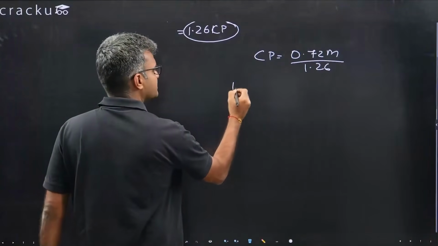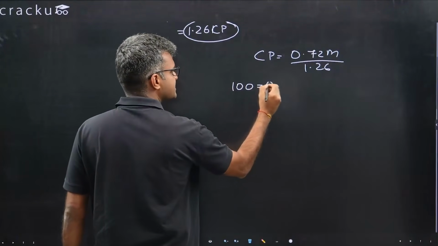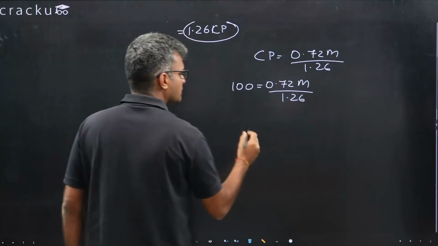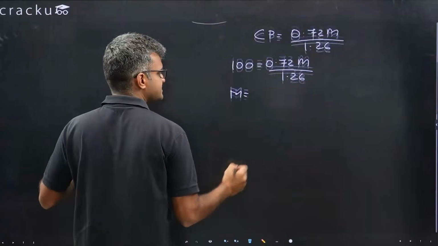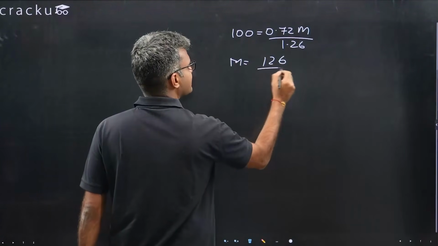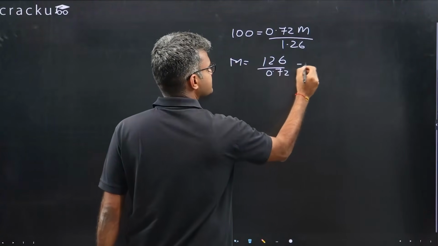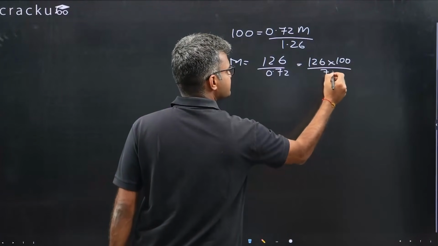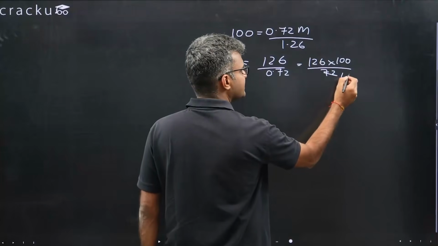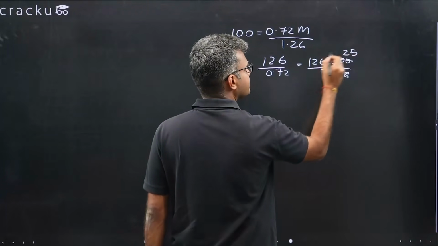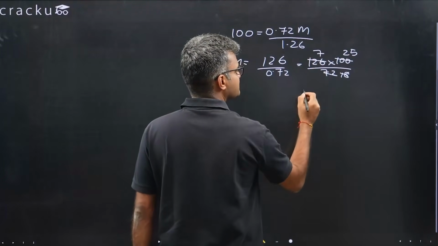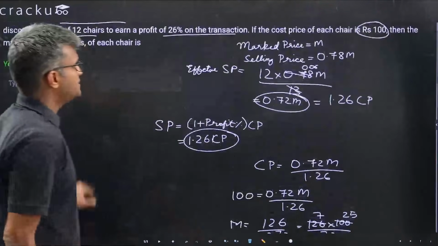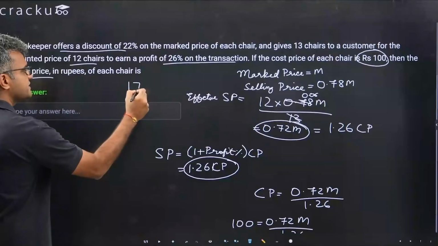So 100, which is the cost price, is equal to 0.72 m divided by 1.26, or the value of m is equal to 126 divided by 0.72, which is equal to 126 into 100 divided by 72. This is 18. This is 25. 126 divided by 18 is 7. So the mark price is 175. So the answer for this particular question is 175.